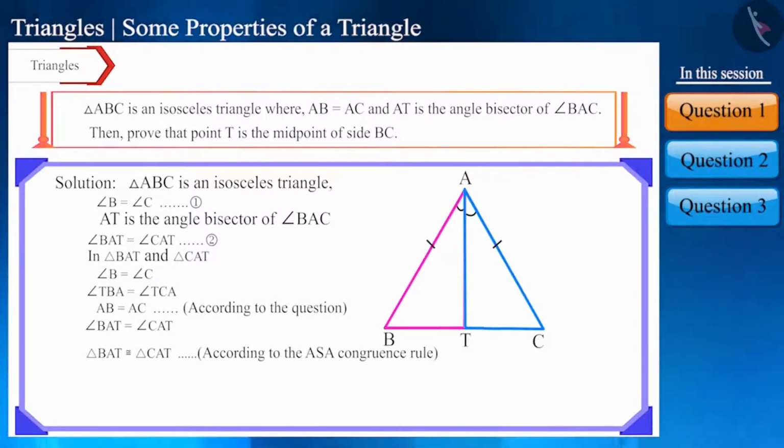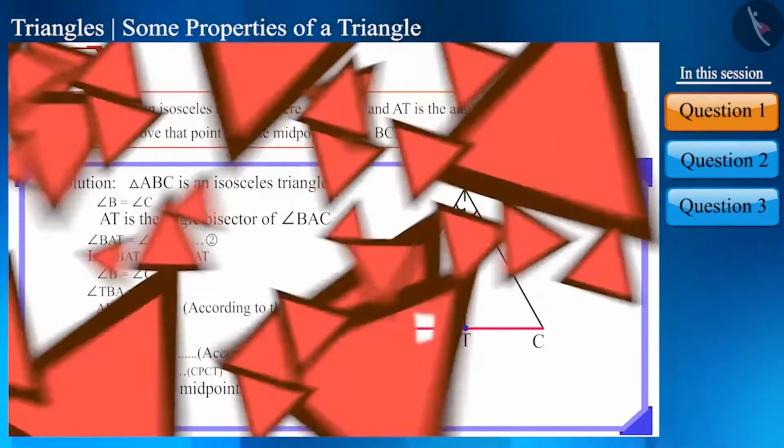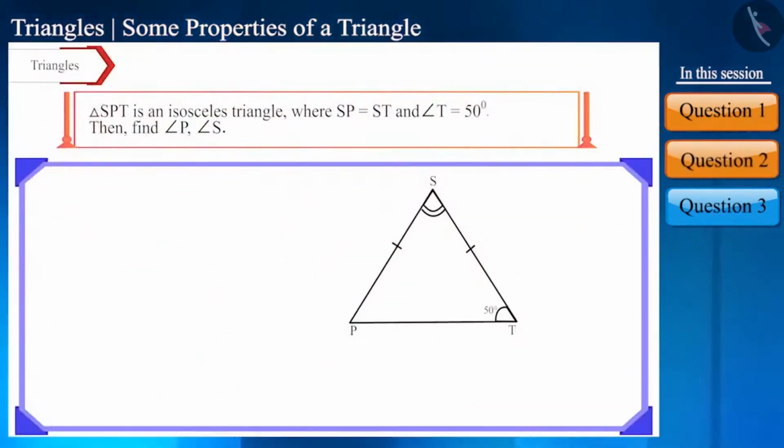And we know that the corresponding parts of congruent triangles are equal. Therefore, side BT will be equal to side CT. So now, we can say that point T is the midpoint of side BC. Let's move to the next question.